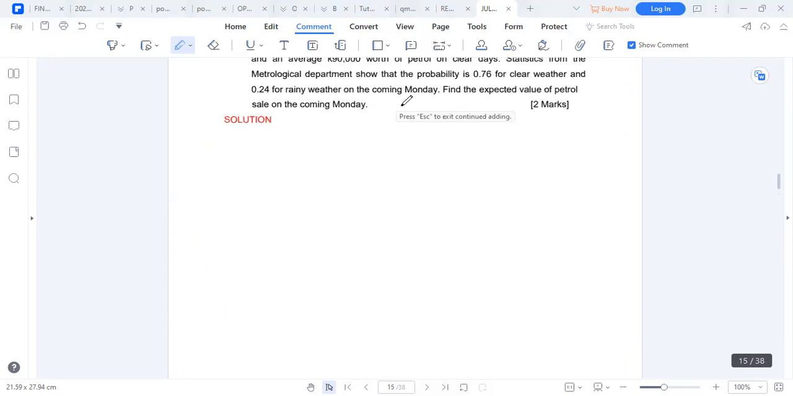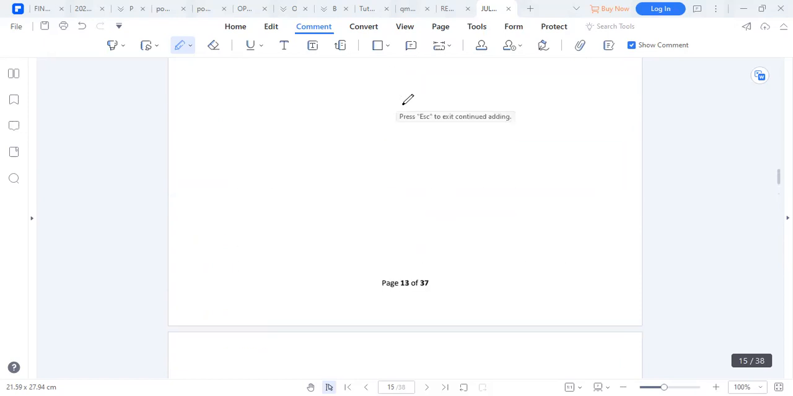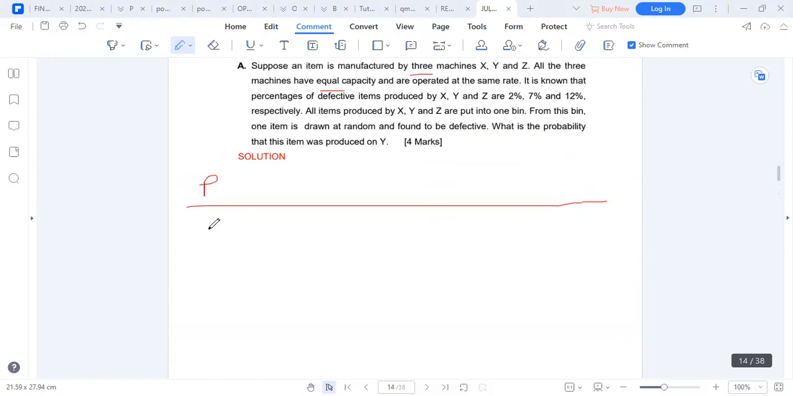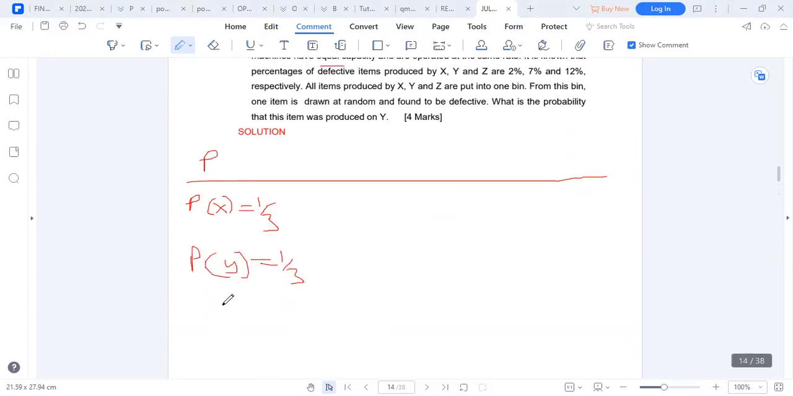All right, let me go back to another one where we're given 3 machines: X, Y, and Z. These 3 machines have equal capacity. So meaning, since there are 3, each one has a probability of 1/3. If there are 4, it is a quarter. So the probability of X is 1/3, the probability of Y is 1/3, and the probability of Z is 1/3.